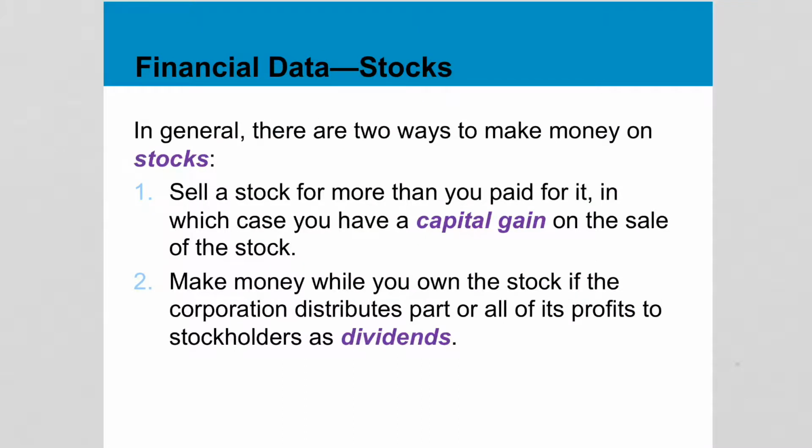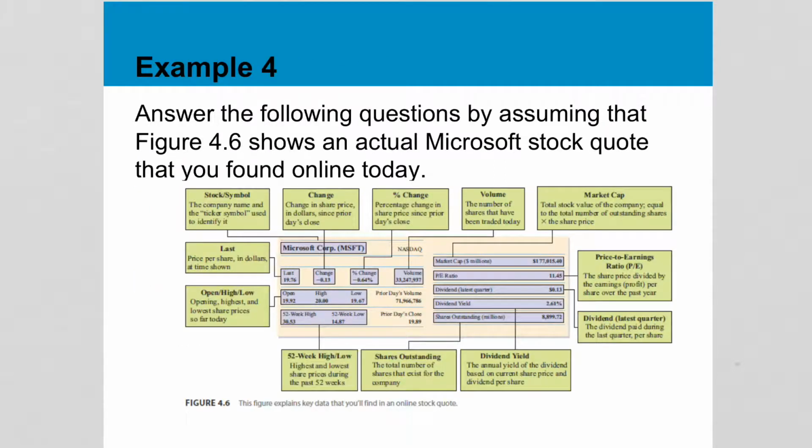Financial data, stocks. In general, there are two ways to make money on stocks. You can sell the stock for more than you paid for it, and that gets you a capital gain. You also make money each year while you own the stock, and that's called dividends. It's not very much, but it's this little piece that the company gives you for owning stock from them.